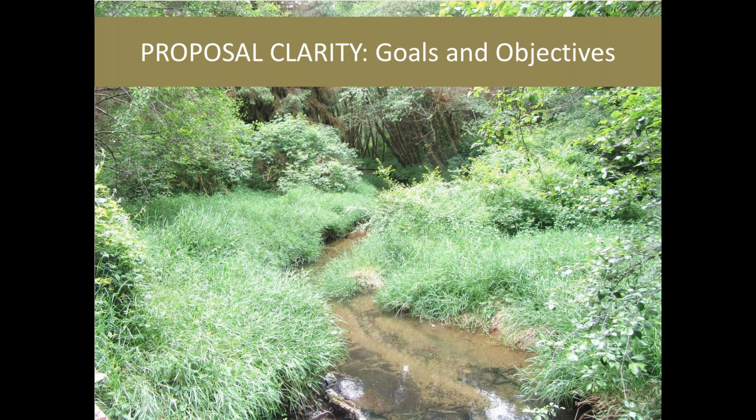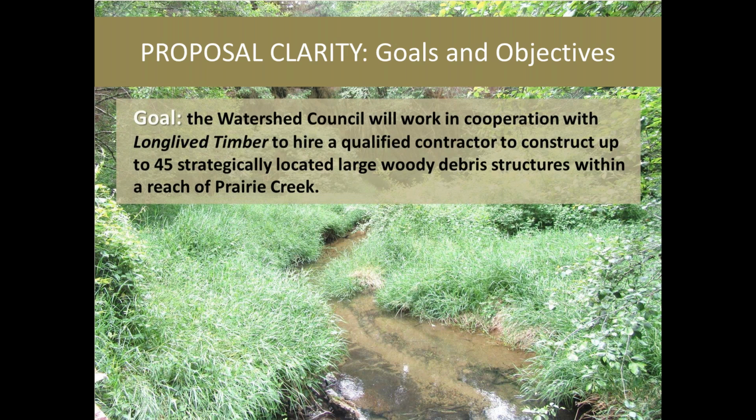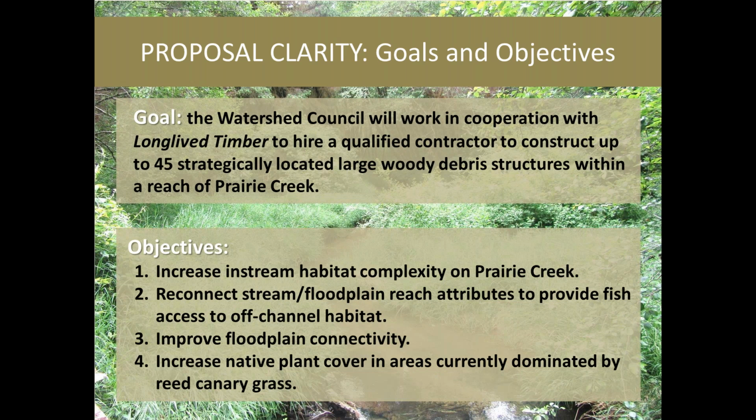And somebody's planning something. This is the goal of the project. They would like to work with the timber company to hire a contractor to construct 45 structures. And here are the objectives. They want to increase in-stream habitat complexity, reconnect the stream floodplain, and so on. They've got a lot of goals and objectives. It seems well-meaning, but if you're a reviewer, you're looking at this and thinking... and now it's time for our first poll, where I want you to tell me what you think is wrong with these goals and objectives.